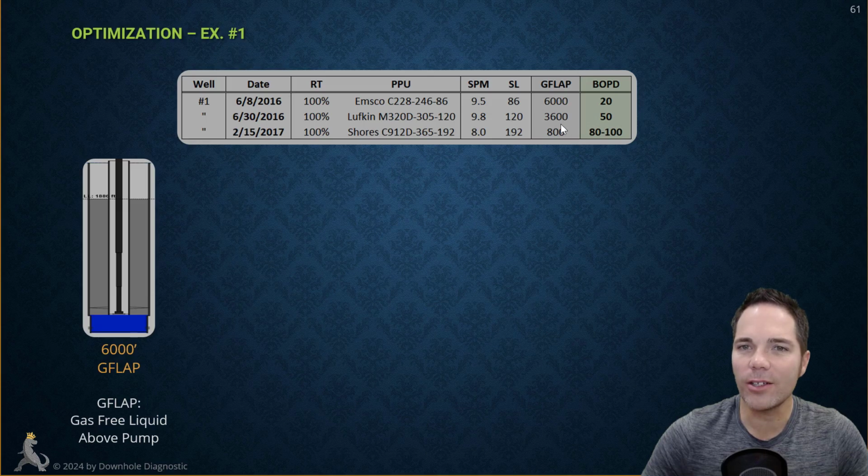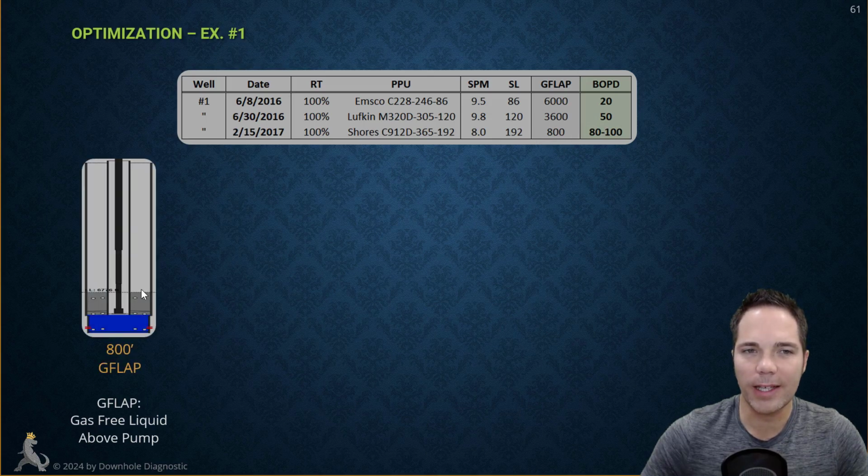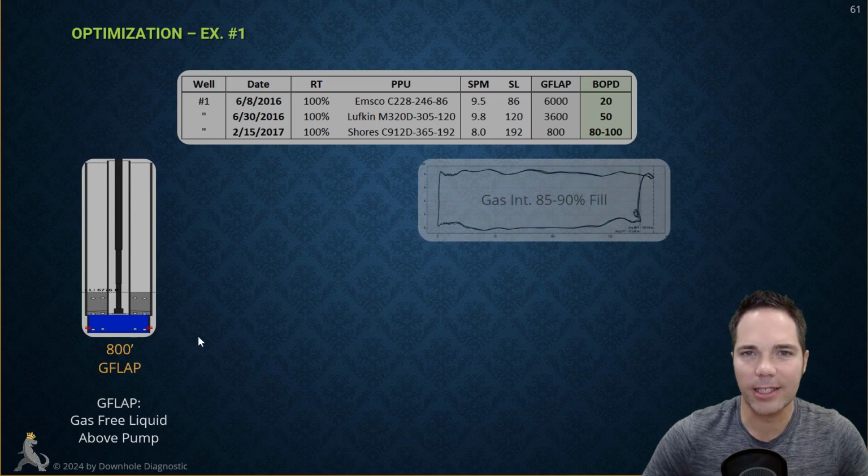Okay, now we have 800 feet of gas-free liquid above the pump, and now they're making 80 to 100 barrels of oil per day. So they've basically 5x'd their production rate, 4 to 5x it. But we still have some fluid above the pump intake, and this is what it looks like in that particular condition. So as they've been pumping it more aggressively, they pulled the fluid level down, but they still have some going on, and you can see there's some free gas that's floating around here.